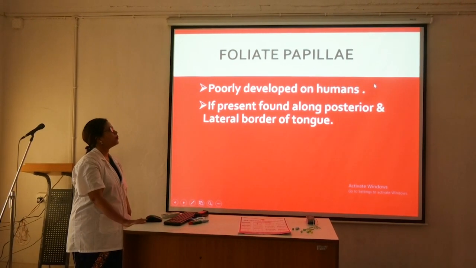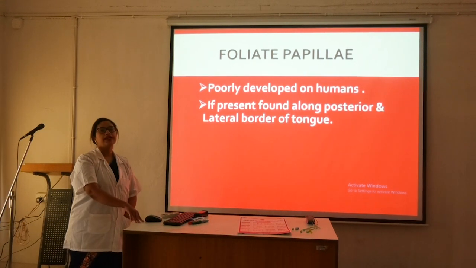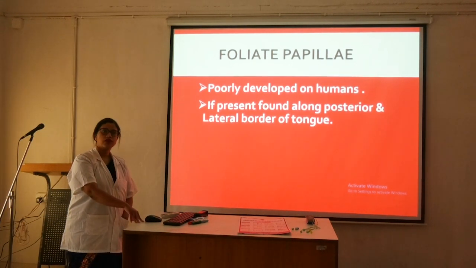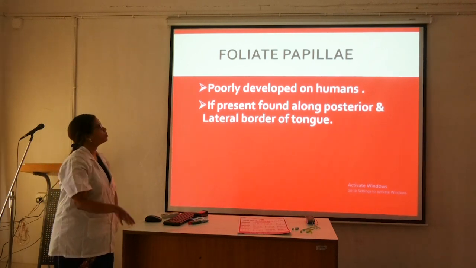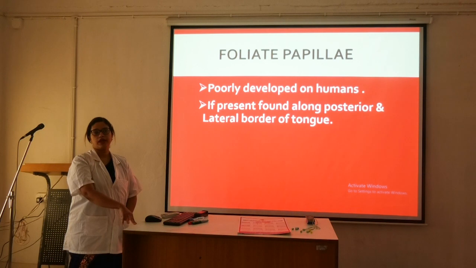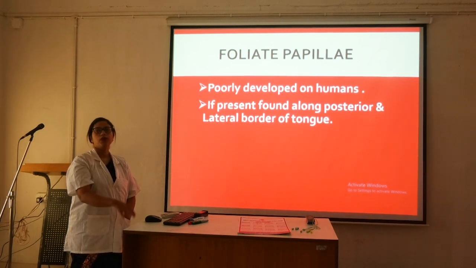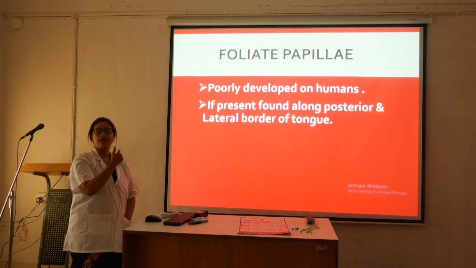So what is the foliate papilla? It is purely developed in humans. If present, it is found along the posterior and lateral border of the tongue. If it is found, where will it be? On the posterior and lateral border.